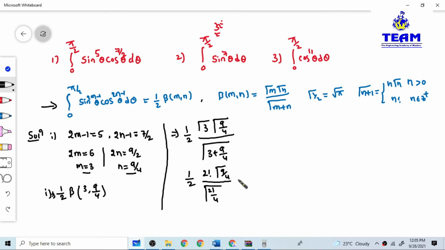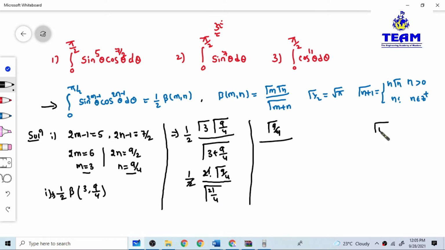Now if you simplify this, friends, 1 by 2 and this 2 factorial both are getting cancelled. Gamma of 9 by 4 I am writing the same in the numerator. Now coming to the denominator. Denominator, you express up to gamma 9 by 4. Will you get it or not? Check it. How can you express?